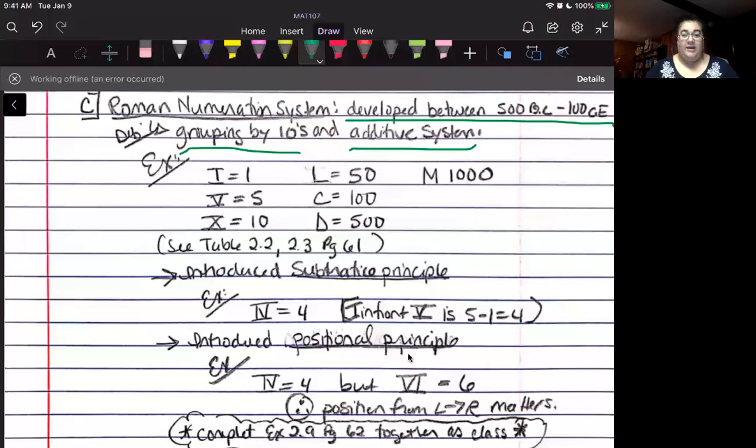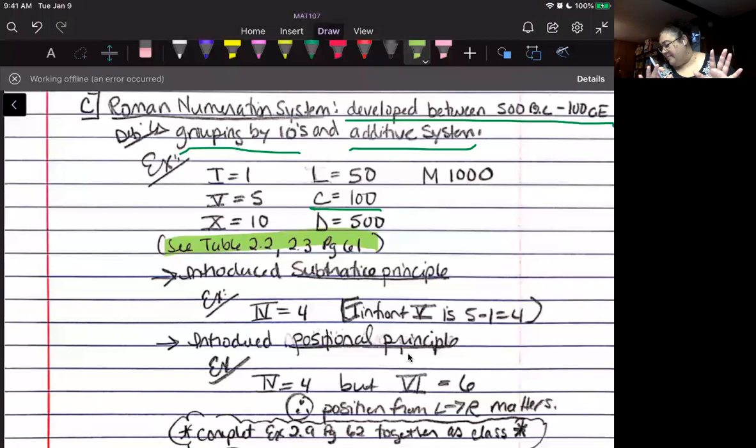The capital I is a one. Then you have the capital V, which is a group of five, capital X, which is a group of 10. Then you have L for 50, C for 100. By the way, that's where the whole concept of C note comes from, okay? D for 500, M for 1,000, and it goes on beyond that, all right? So, and again, if you want to look at a good example of these systems, go to tables 2.2 and 2.3 on page 61, and you're going to see a nice table that breaks down these Roman numerals for you, okay?